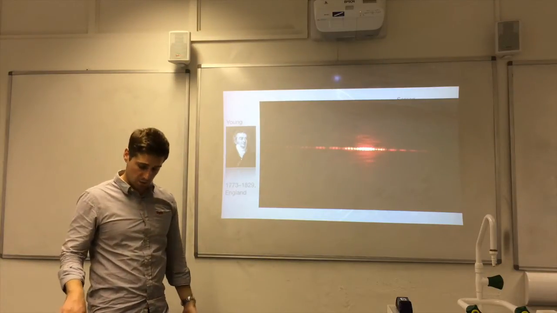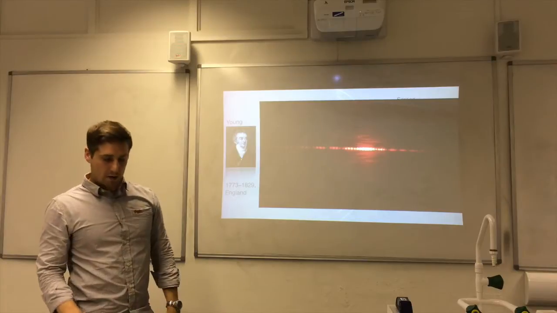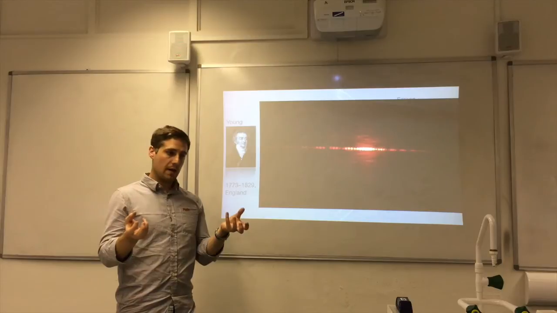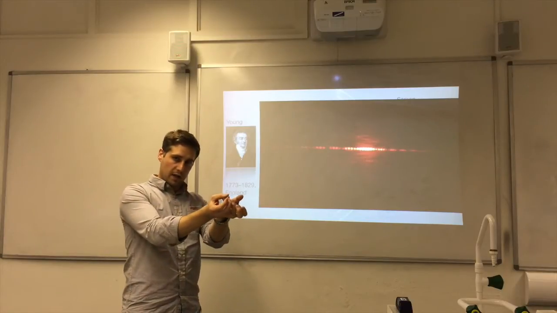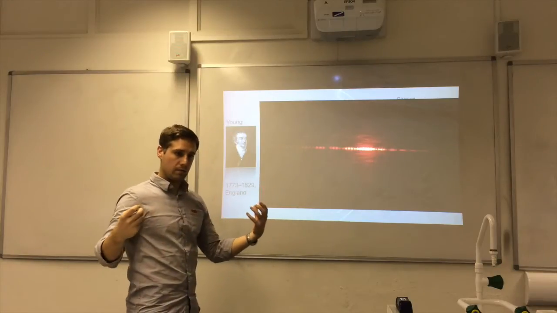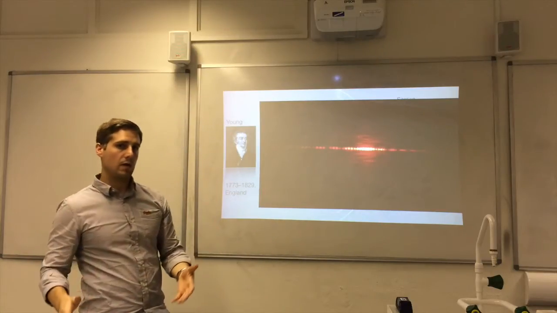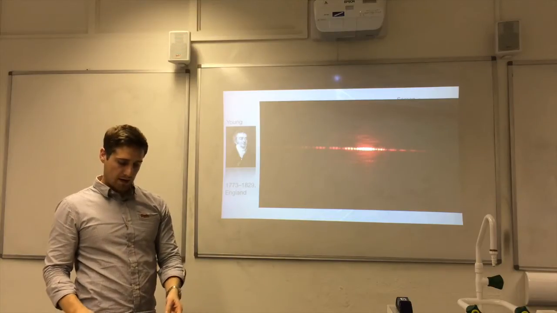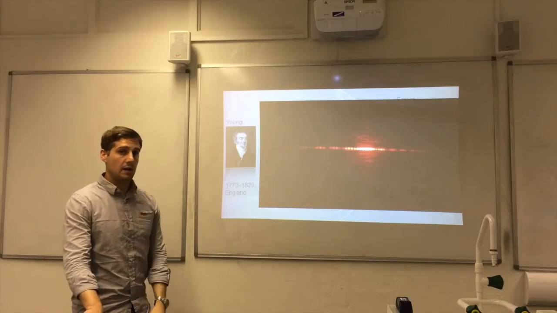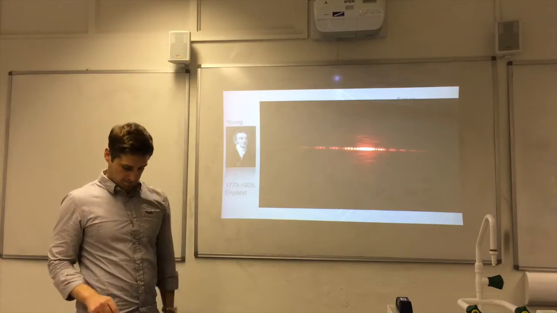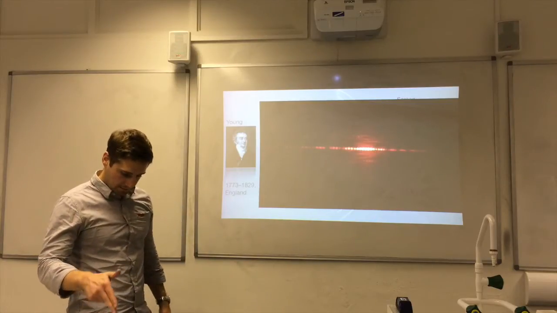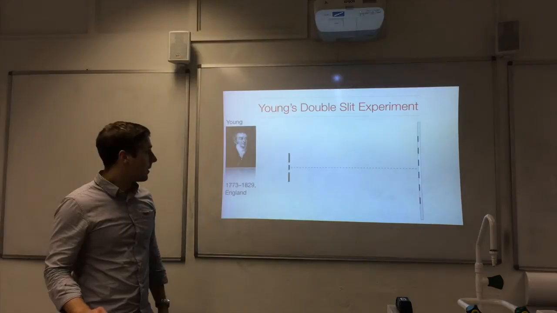Particles of the same type don't normally interfere to reinforce or to cancel each other out. So you don't have two electrons that constructively interfere and destructively interfere. So we don't normally observe that. So that's not how particles are supposed to behave. So it seems that light is a wave. And that's why it's a classic proof of light behaving like a wave. Okay.